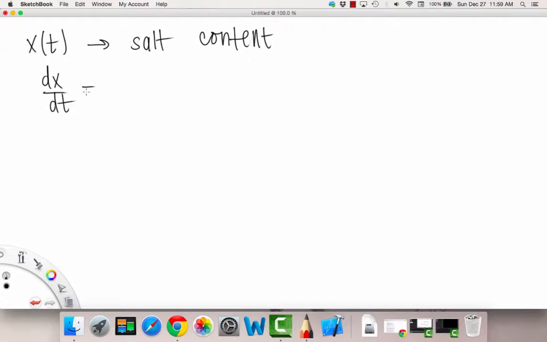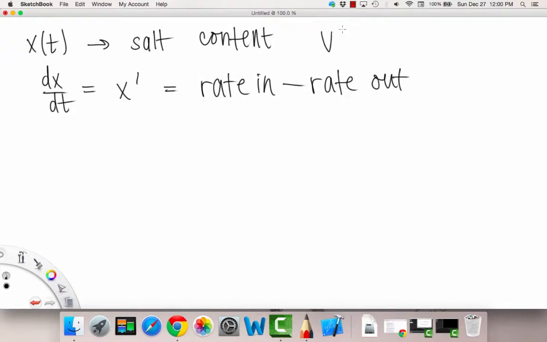Okay, so now let's deal with the salt content. Let's say x of t represents our salt content in the tank at any given time t. Then our dx/dt, or x prime, is equal to the rate in of salt minus the rate out of salt. And again, here's a reminder, our V of t, our volume at any given time, is given by 20 plus 2t. When we do this, we have to be pretty careful.